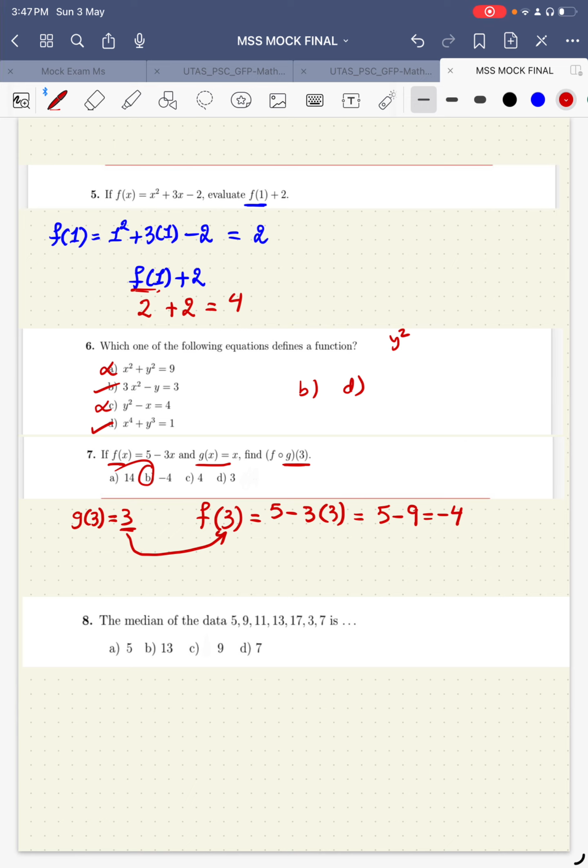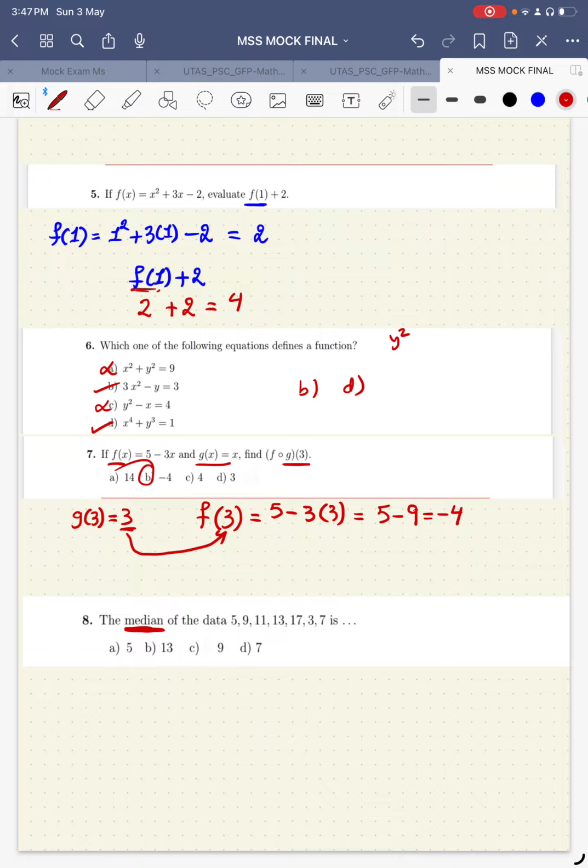Now let's go to question number 8. The median of the data 5, 9, 11, 13, 17, 3, 7 is, and I have a bunch of options. So remember what we mean by median. It means the middle value. But first, before we pick the middle value, we need to do a few things, which is ordering the data from the lowest to the highest.